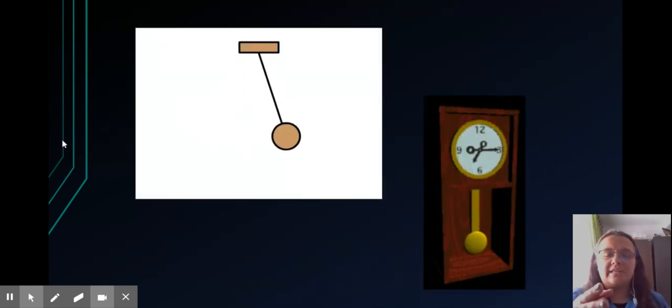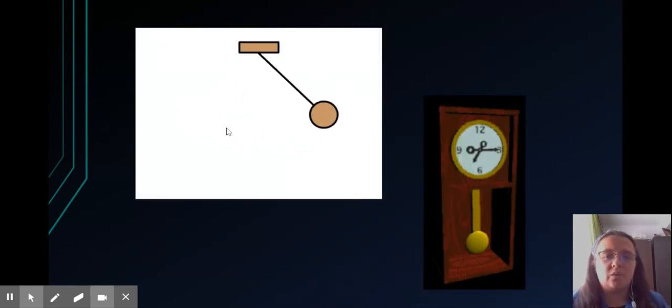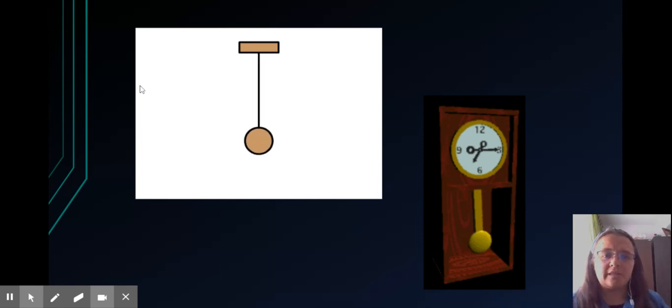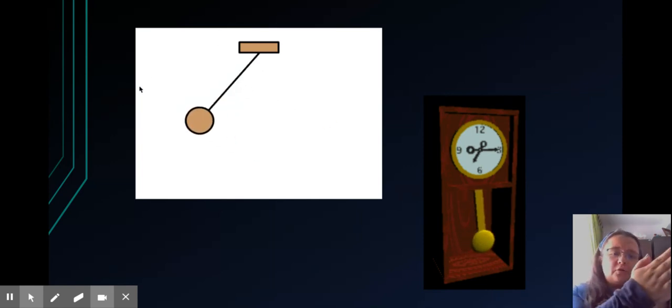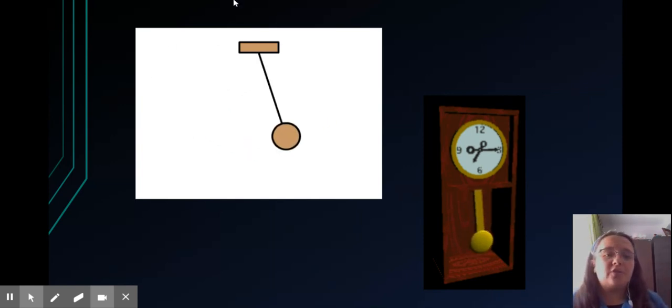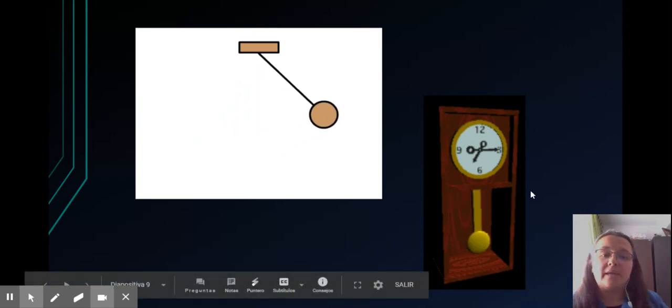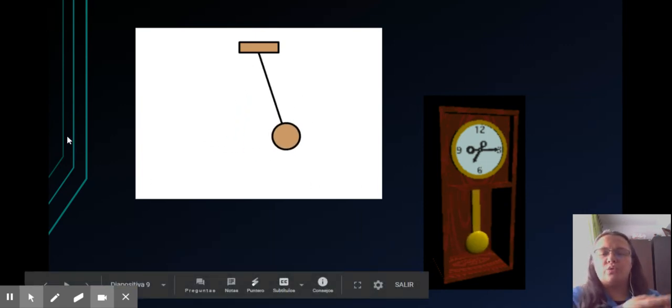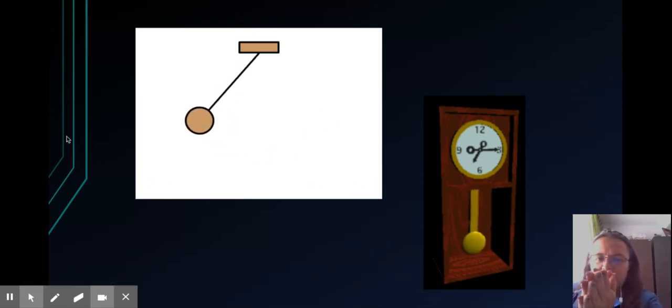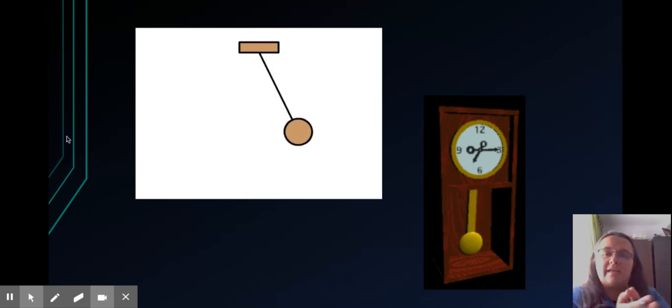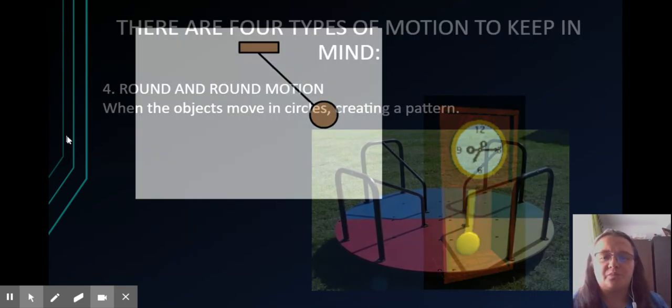Some examples of these are the pendulum, that is the one that we see in the upper part, that moves back and forth, but also the clocks that have a pendulum in the lower part. Those clocks also have this movement to mark the counting of the seconds.